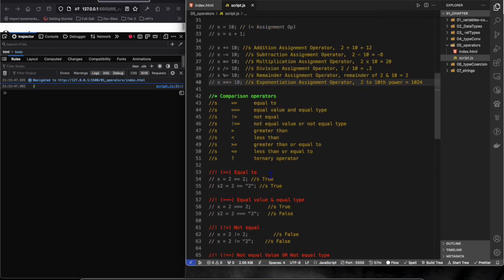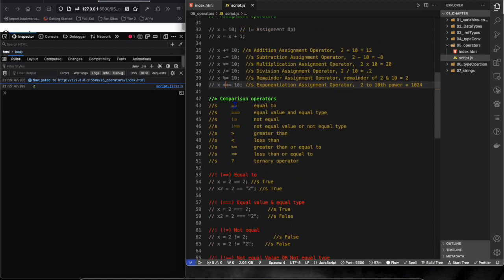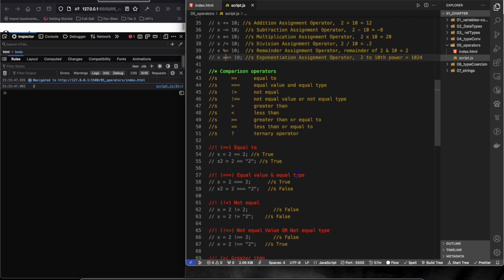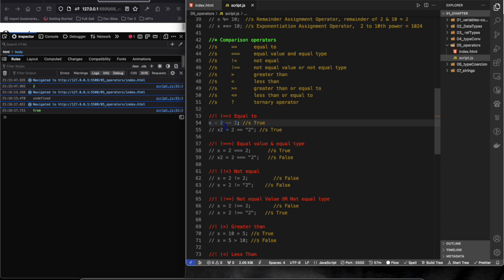Okay, and also I have the comparison operators: equal value, equal value and equal type, not equal value, not equal type, greater than, less than, greater than or equal to, less than or equal to, and a ternary operator. So x equals 2, and a double equal sign to 2 will come up as true, because 2 equals 2.